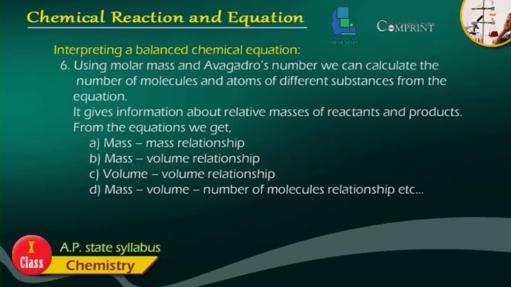From the equations, we get: A. Mass relationship. B. Mass-volume relationship. C. Volume relationship. D. Mass, volume, number of molecules relationship, etc.